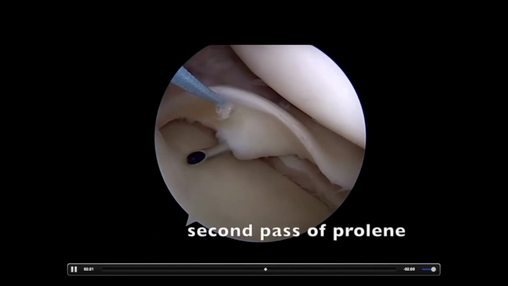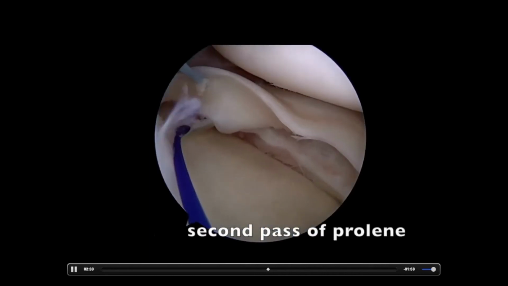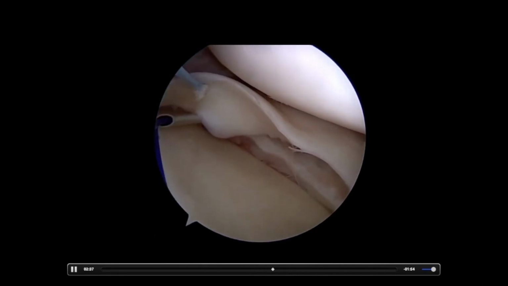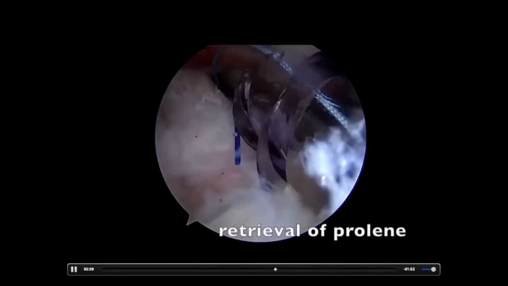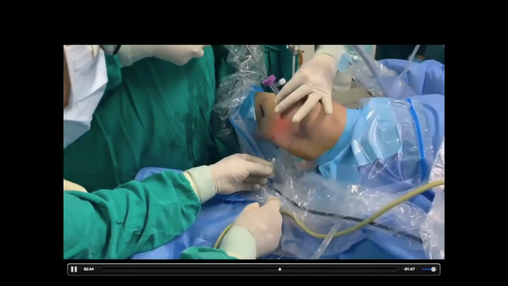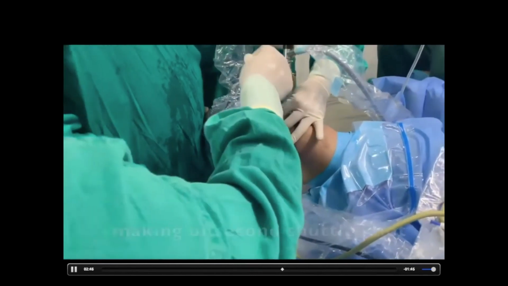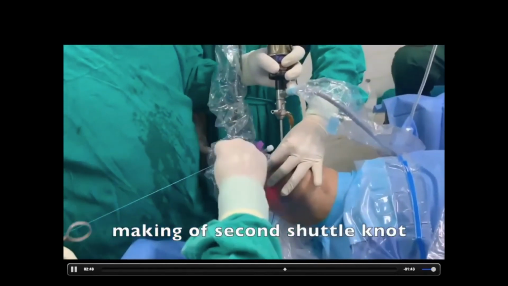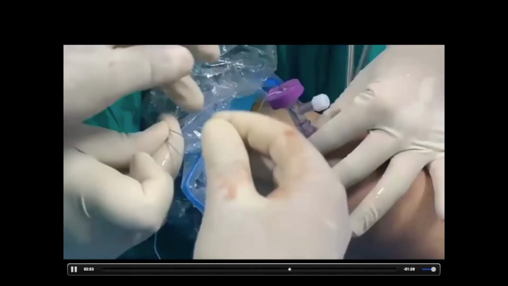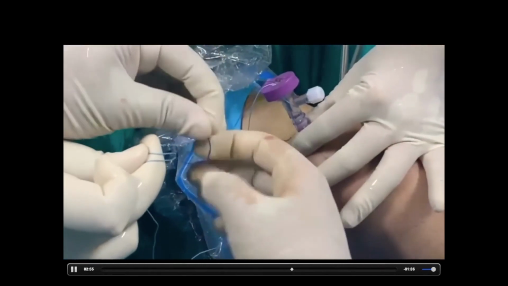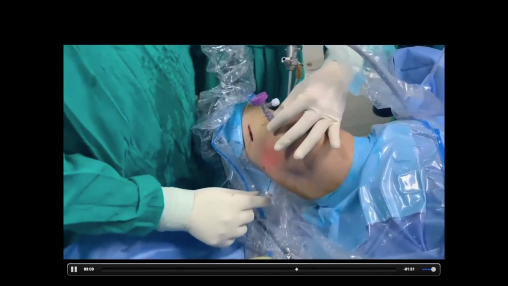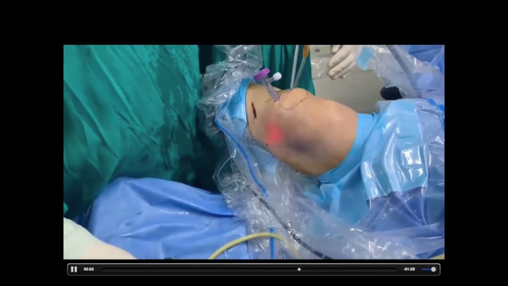The second bite of the epidural needle is through the inferior surface of the meniscus. The number 1 proline is again inserted. It is taken out through the cannula. The other end of the same orthocord is now shuttled with the help of a simple knot out to the same soft tissue space.